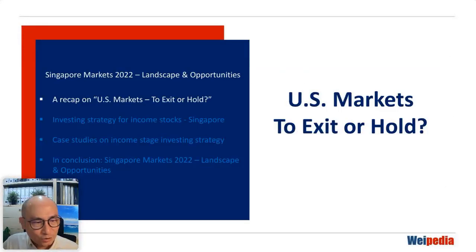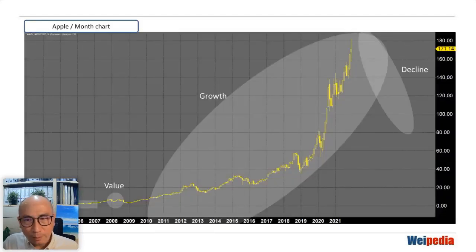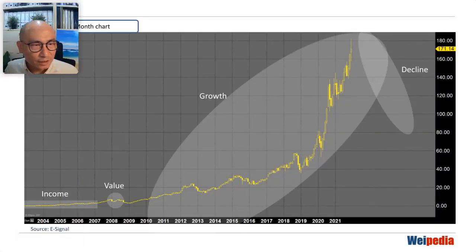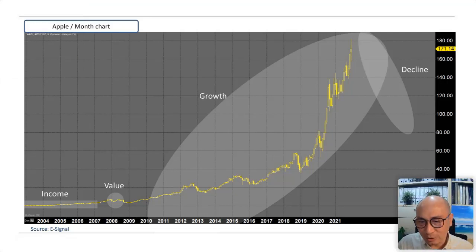So let's go back to what we discovered last week, a recap on the US market: to exit or to hold. We discussed the 4 stages in most markets or stocks. They are the income stage, value stage, growth stage, and decline stage. And by the way, I'm not saying that Apple is going to move into the decline stage. That really depends on how they manage their growth. Are they up to the trend? Are they meeting the needs of the growth of the market? So basically, we have discussed the 4 stages.